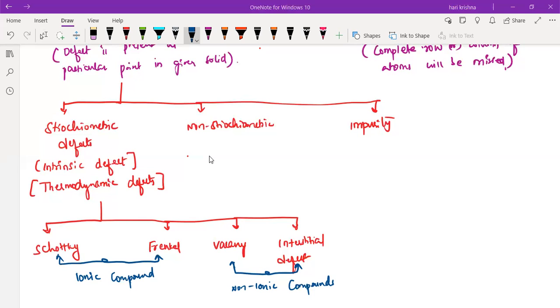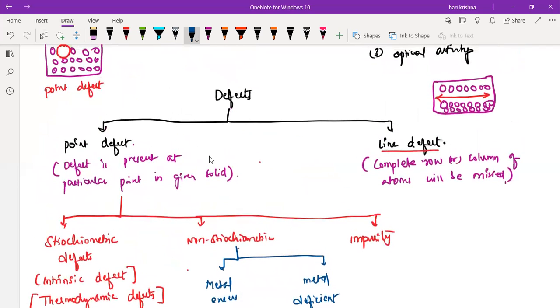Okay. So again, the non-stoichiometric defects are of two types. One is the metal excess. The next one is the metal deficient. So metal excess defect and the metal deficiency defect, these are the two non-stoichiometric defects. So this is a complete classification of the defects. This is a complete chart for the defects.